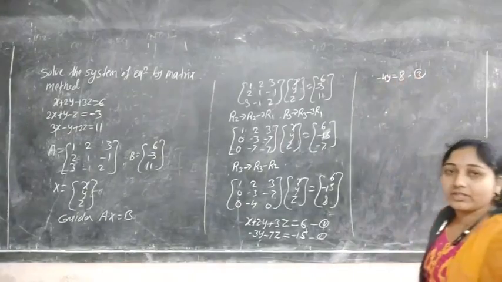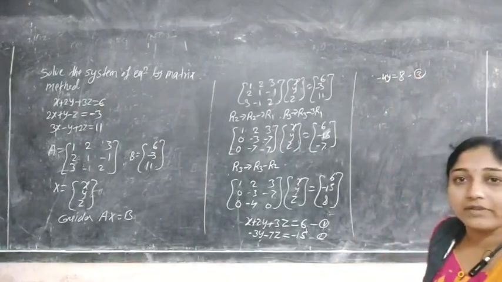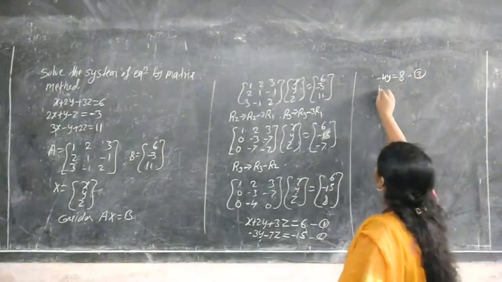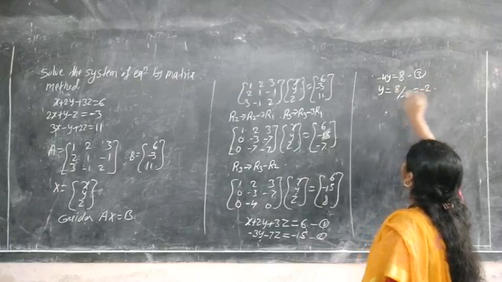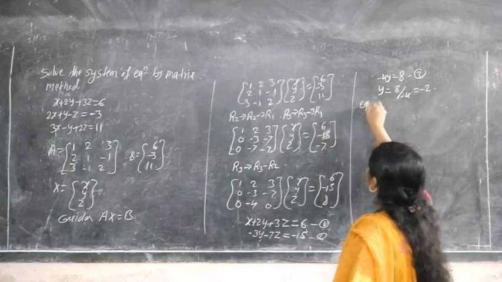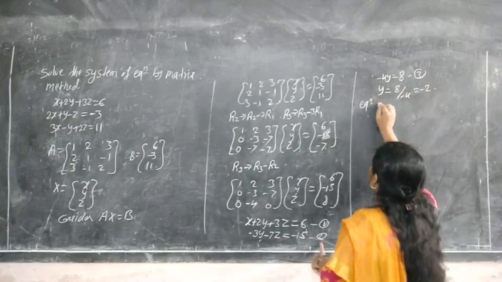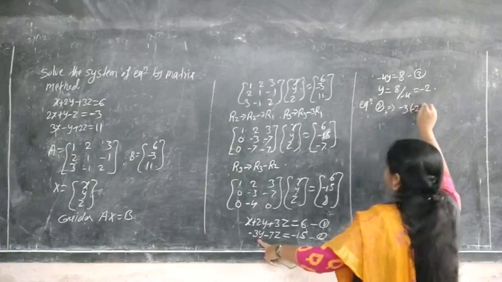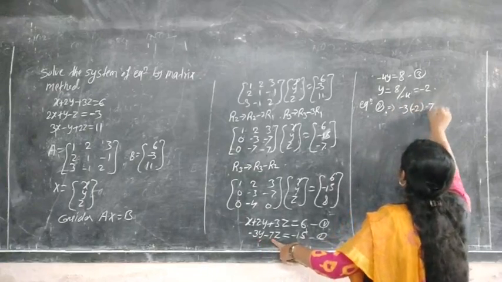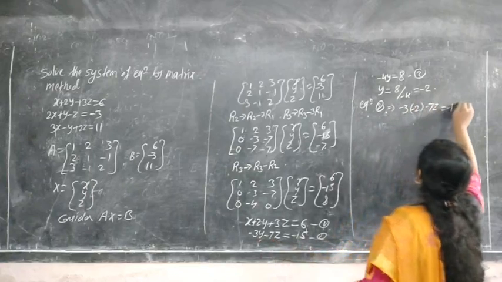Now if you see equation 3, we can find the value of y using equation 3 here, right? So what is the value of y? You will get 8 divided by minus 4, that is minus 2. Okay, substitute that minus 2 value of y in equation 2. So equation 2 implies minus 3 into y, that is minus 2, minus 7z is equal to minus 50.